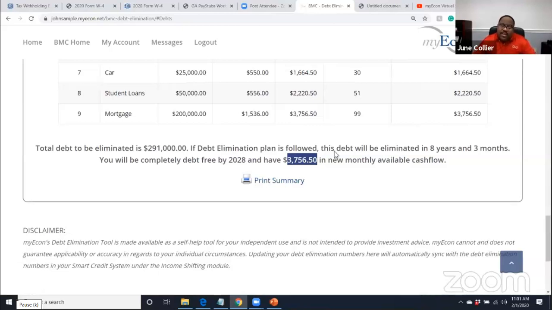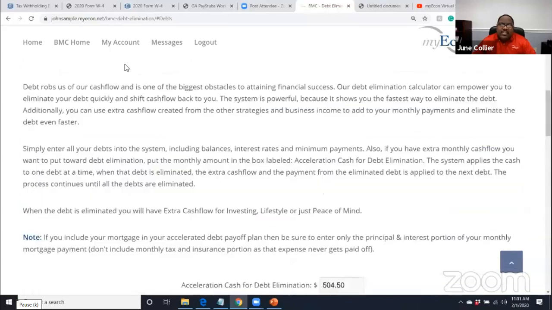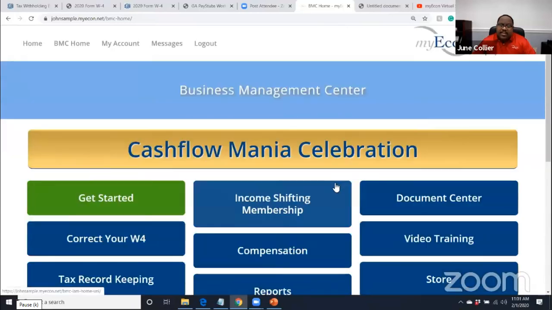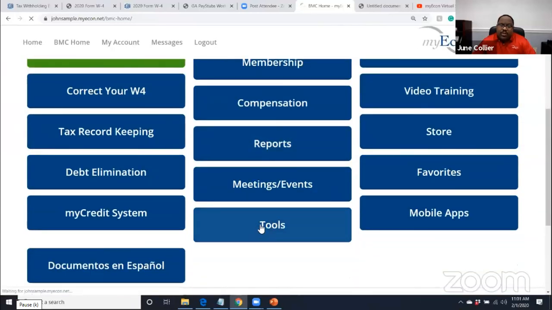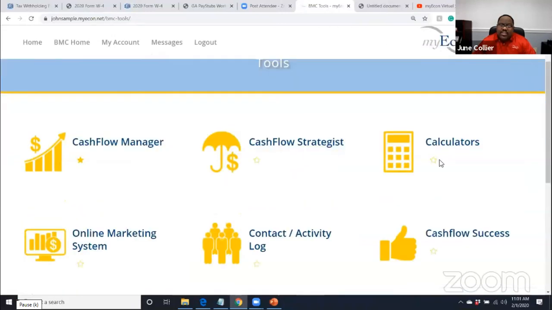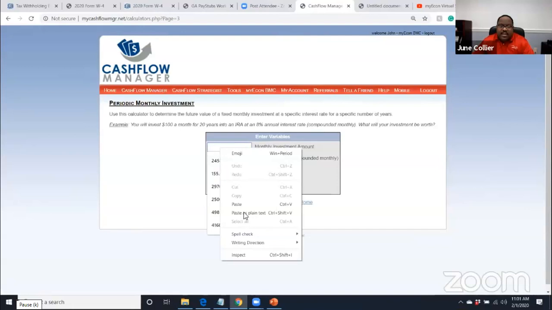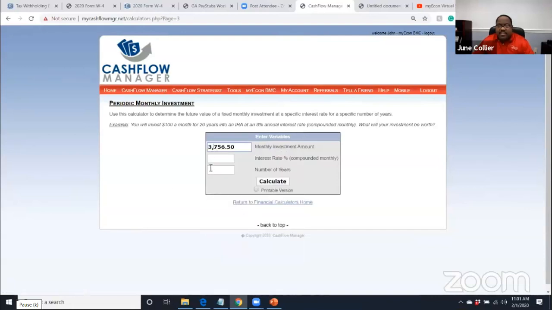So what if we took this money that used to go to debt and we started investing that money? What if we invested that $3,756.50 into a good mutual fund? Let's take a look at what that's going to look like. Again, we'll go back to our MyEcon Business Management Center. We'll go to our tools, and let's just go to our financial calculator. And let's just say that we're making monthly investments of $3,756.50. And let's just say that we just got an interest rate of 9%.